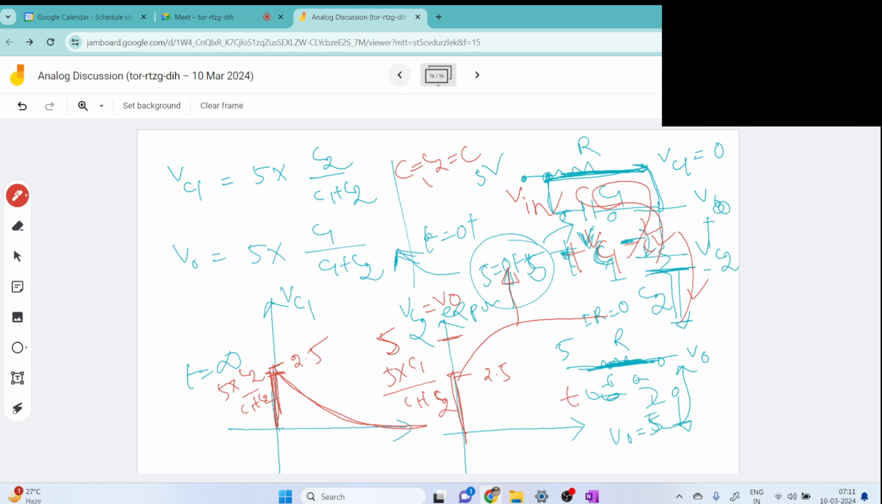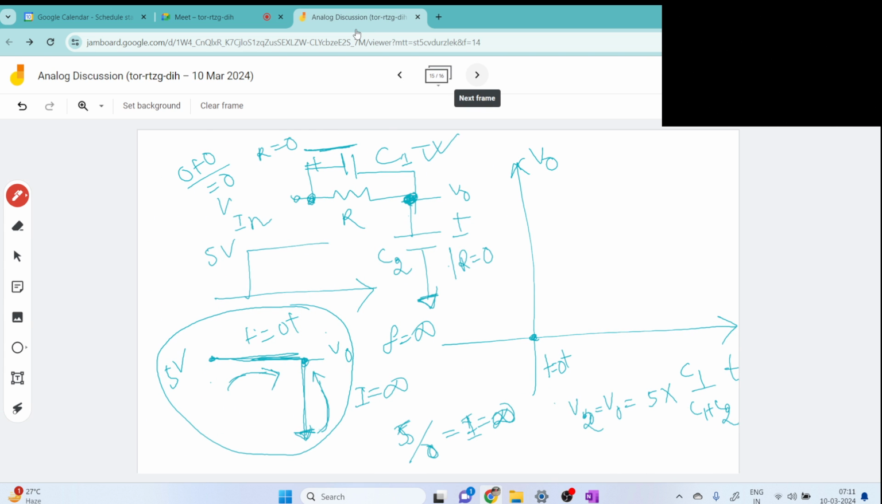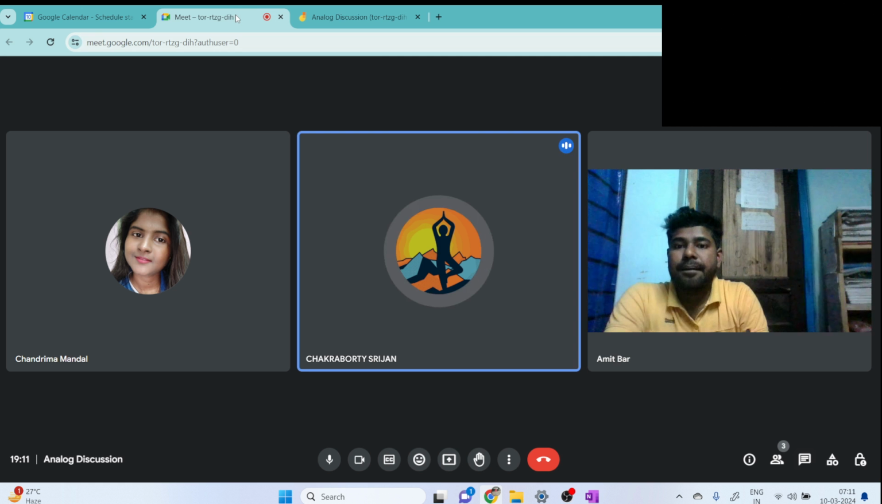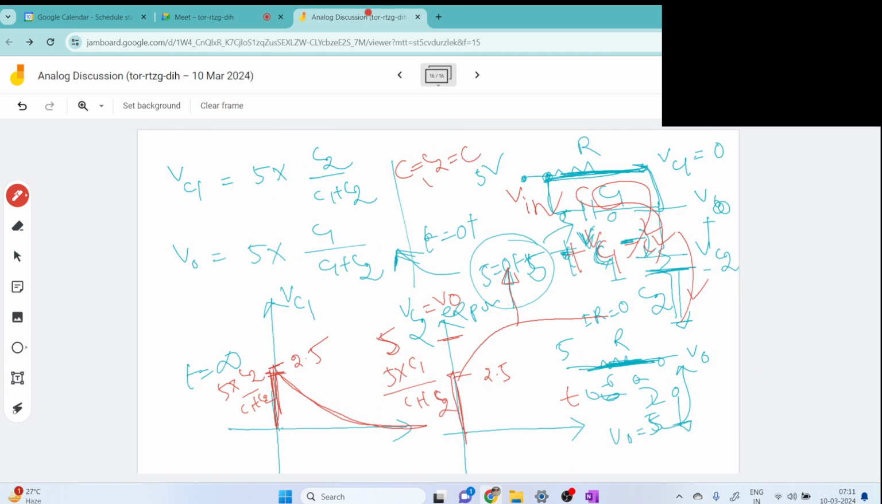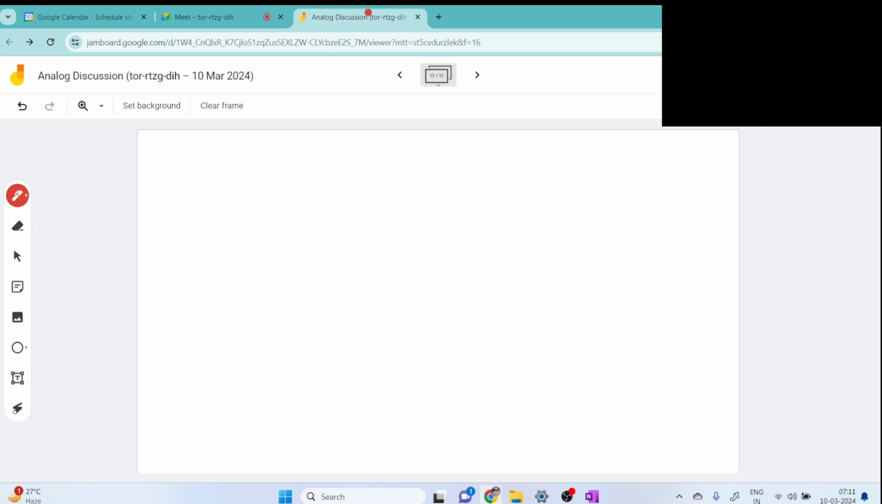Now let's have another circuit, and Srijan will start the analysis. Amit, for this case, can we write the time constant and the pole zero as well? Okay, we will try to find the time constant and pole zero.